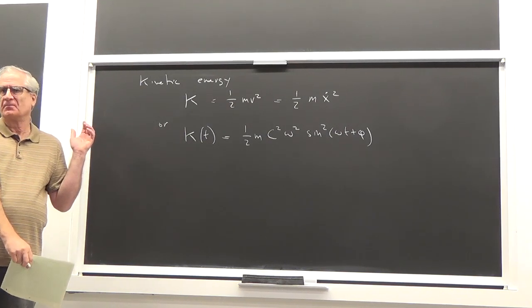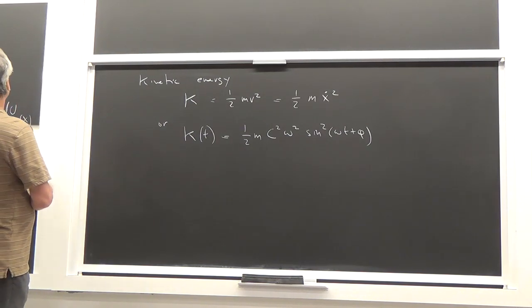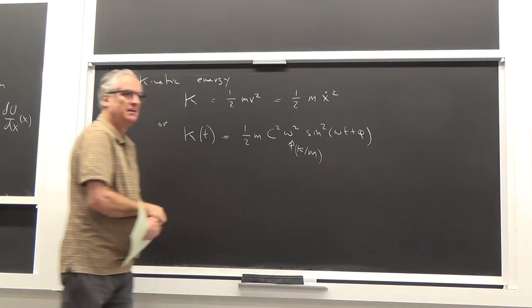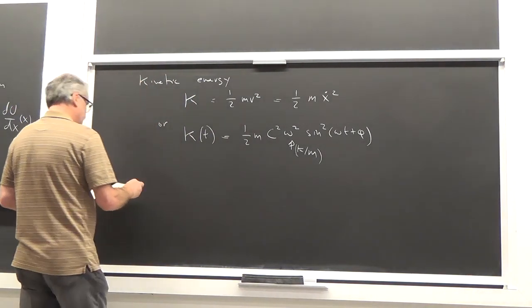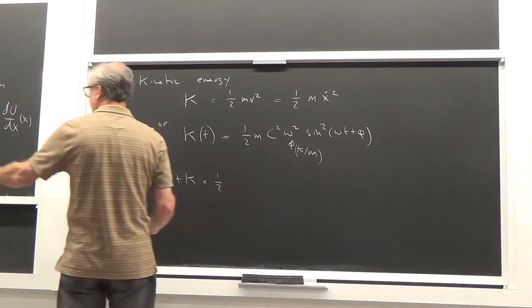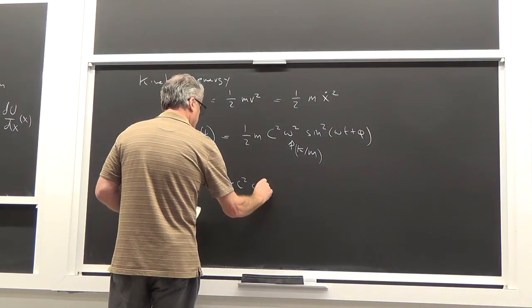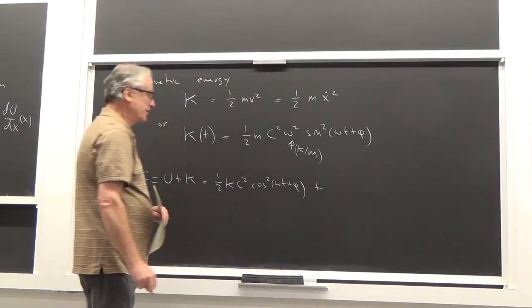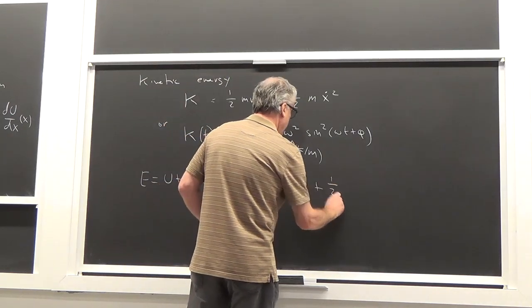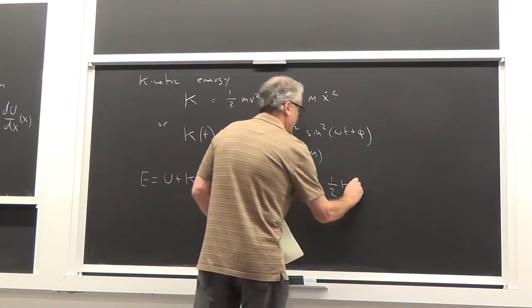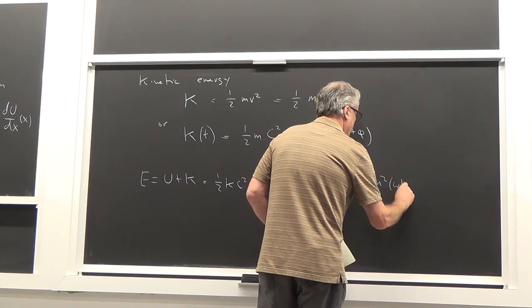So the total energy is just a sum of these. So let's see what the total energy is as a function of time. I wrote down what omega was up there, so omega squared is just k over m. So let me use that. So the total energy, E equals U plus K, is just equal to 1/2 k A squared cosine squared of omega t plus phi. So that's the potential energy part. And then the kinetic energy part is just 1/2 m times omega squared, which is m times k over m, which is just k, A squared sine squared of omega t plus phi.